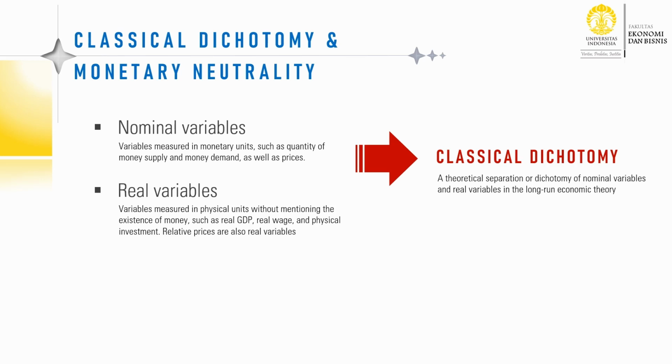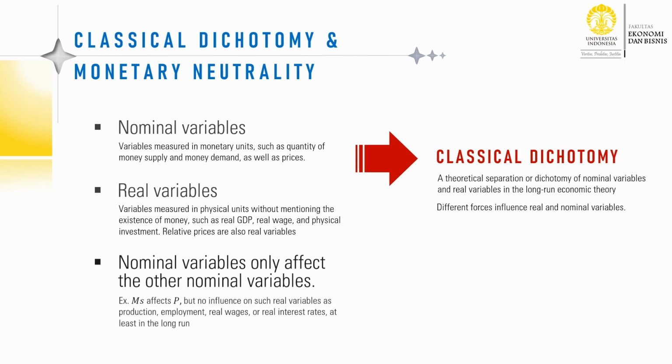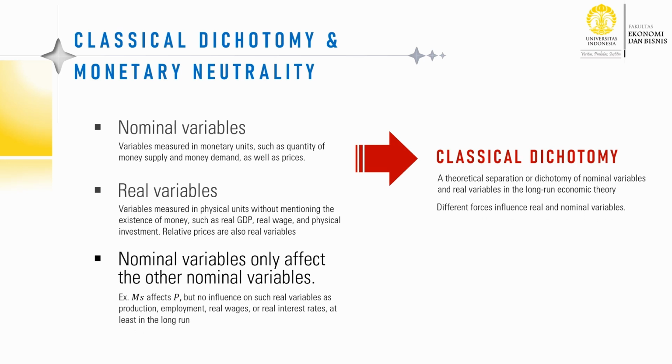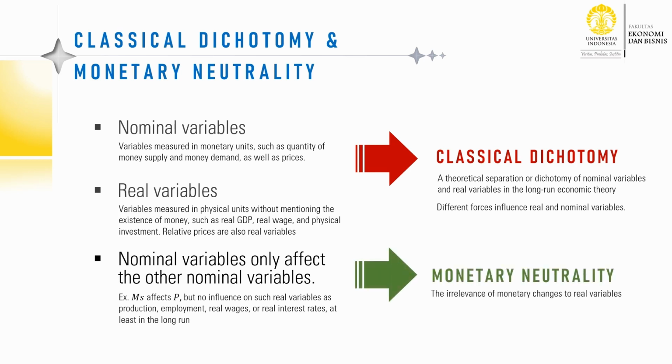Relative prices are also real variables because when we compare one thing in terms of another, the rupiah or the dollar value cancel, and the resulting number is again measured in physical units. The separation of variables is useful because different forces influence real and nominal variables. As the quantity theory shows before, money supply, one of the nominal variables, affects only the price level, which is another nominal variable. Money supply has no influence on such real variables as production, employment, real wages, or real interest rate, at least in the long run. The irrelevance of monetary changes to real variables here is what we call monetary neutrality.